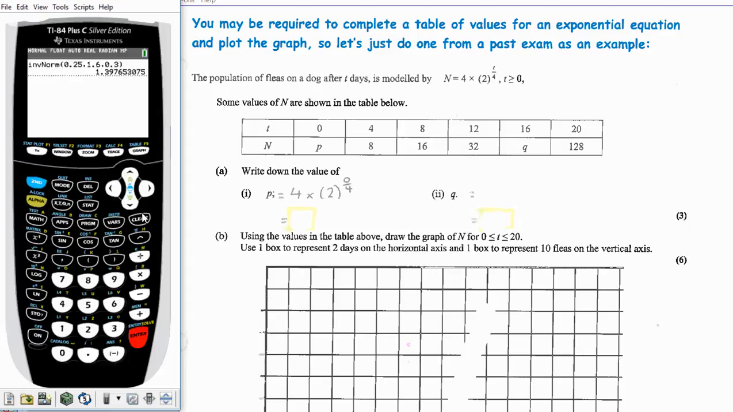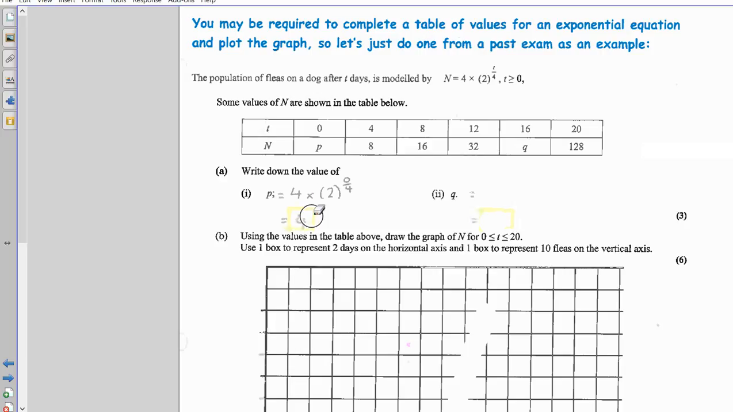Clear. Always good to see a little demo on the calculator. 4 times 2 to the power of, remember you do this to do the exponent, and to make a fraction, 0 over 4, you go alpha y equals, n slash d, numerator, denominator. See, it's made a nice fraction. 4 times 2 to the power of 0 over 4. Lovely, enter. What answer do we get? We get 4. Makes sense, at time 0 we'll have 4 fleas.